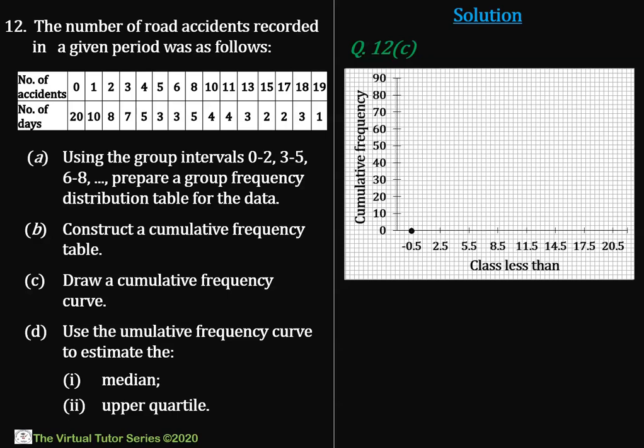2.5 also has a cumulative frequency of 38. So our point will be here. We also have 5.5 with a cumulative frequency of 53. So our next point will be here, and so on. Now, let's draw a smooth curve through all points. Here is our cumulative frequency curve.